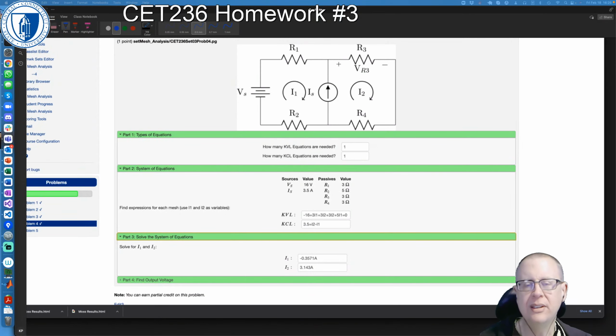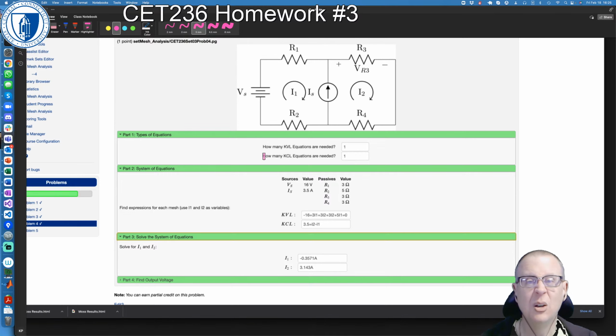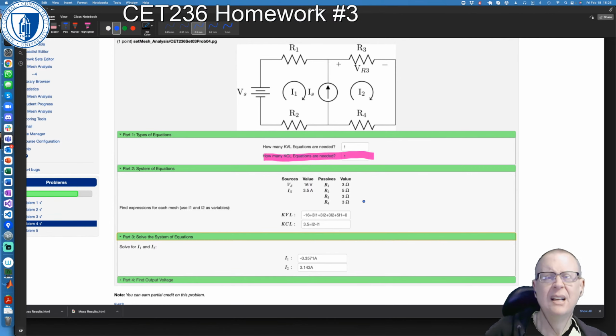Okay, here is question 4 for homework 3 on mesh analysis. And again, the first thing we're after is: is there a current source in the circuit? There is a current source in the circuit. So for this particular question, we're going to have a KCL equation, right?